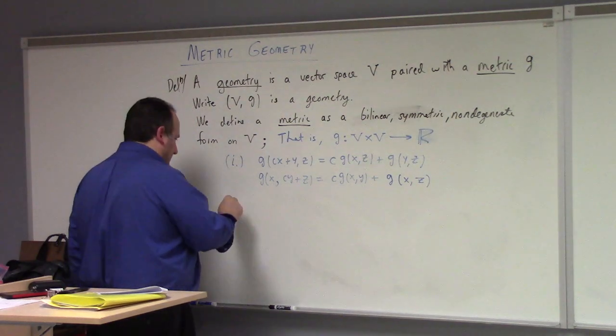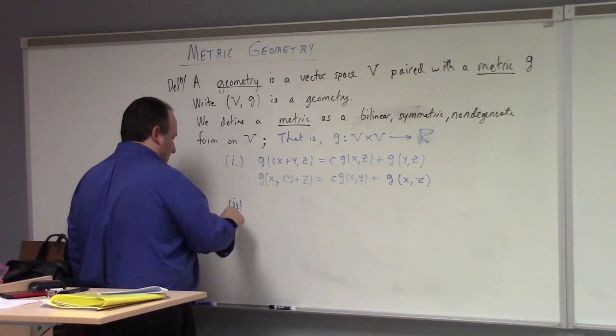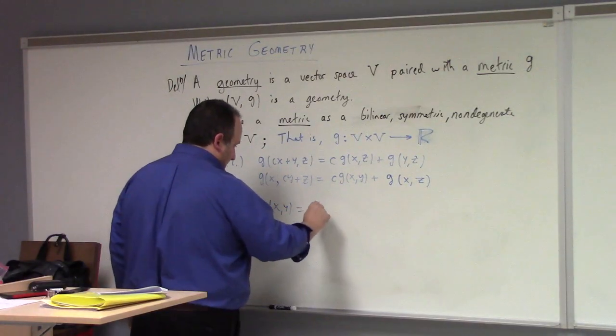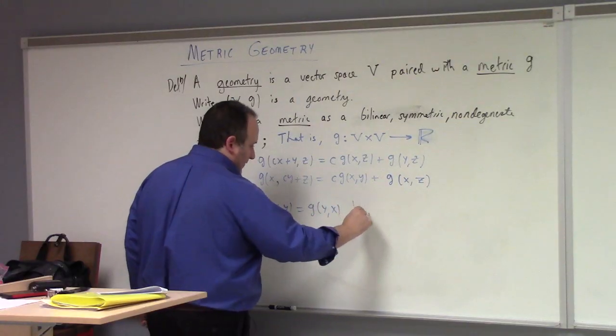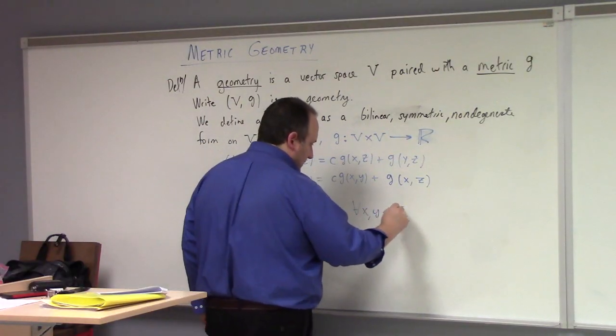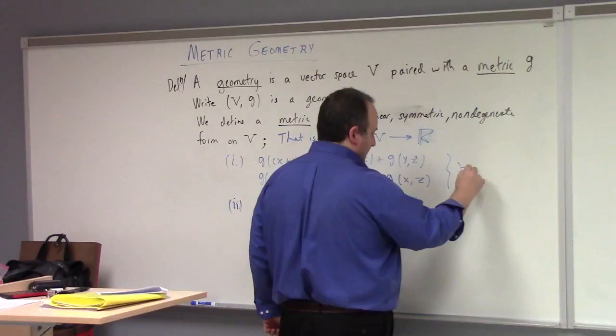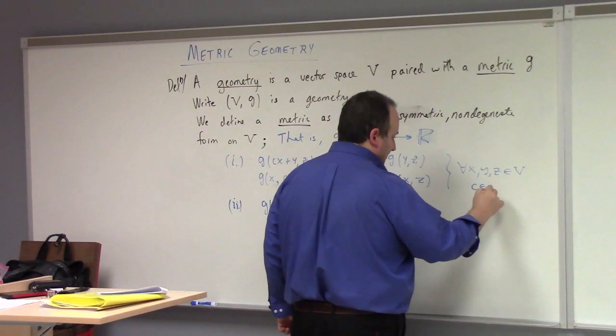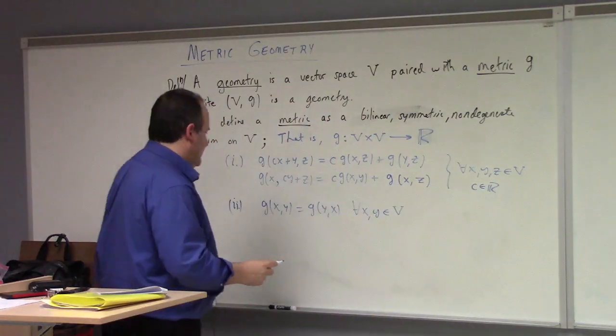So it's bilinear. Number 2, it's symmetric. So that's G of (x, y) is equal to G of (y, x), right? For all x and y in the vector space. Of course, this was for all x, y, and z in the vector space, and c in the reals, apparently. And what does non-degenerate mean?